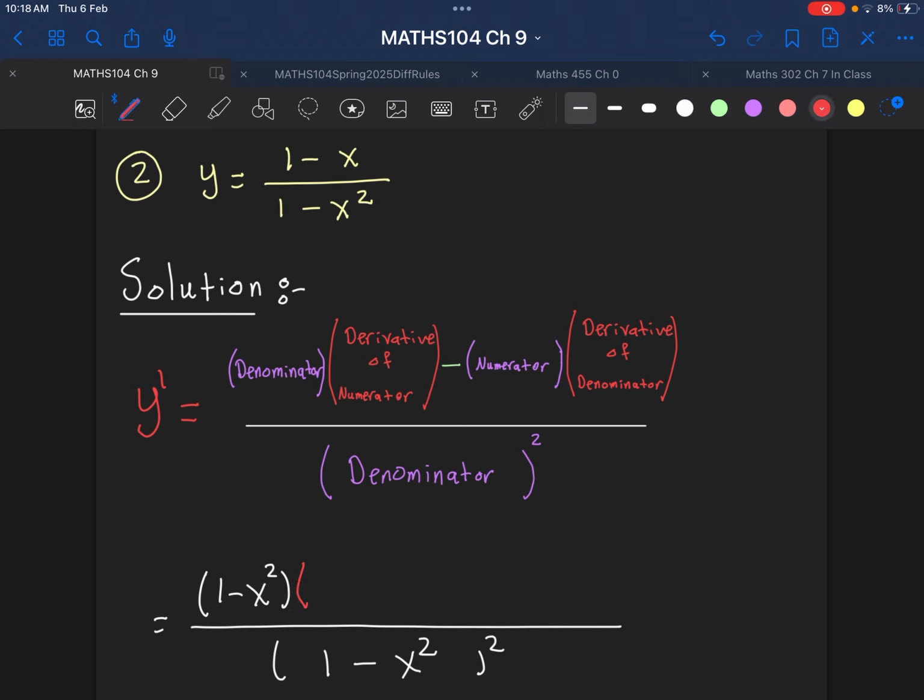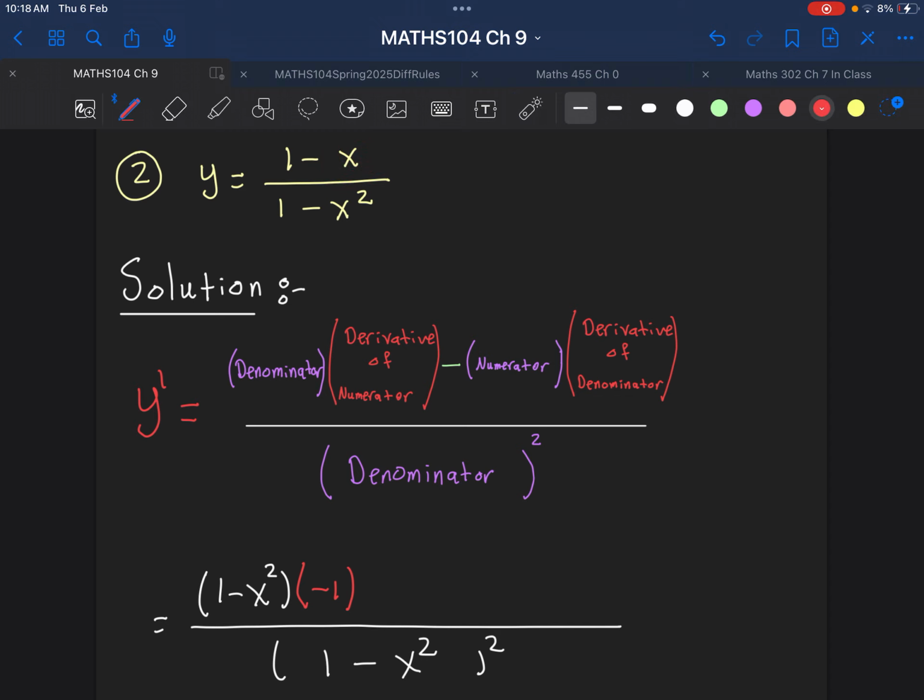What's the derivative of 1? It is 0. What's the derivative of minus x? It's just negative 1, because the derivative of x is 1. This one will go away and there is a minus, so it's minus 1. Minus, and remember, minus is very important, the numerator without any changes times the derivative of the denominator, which is minus 2x.